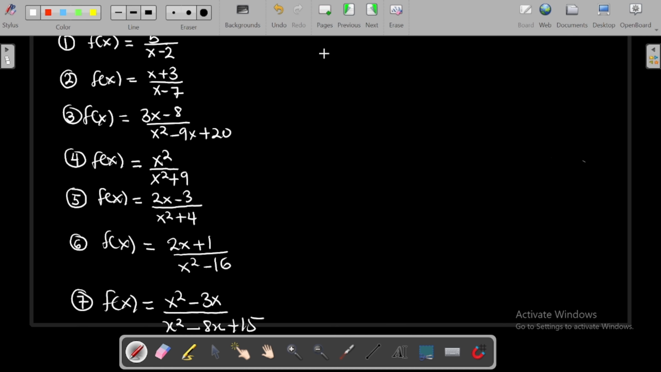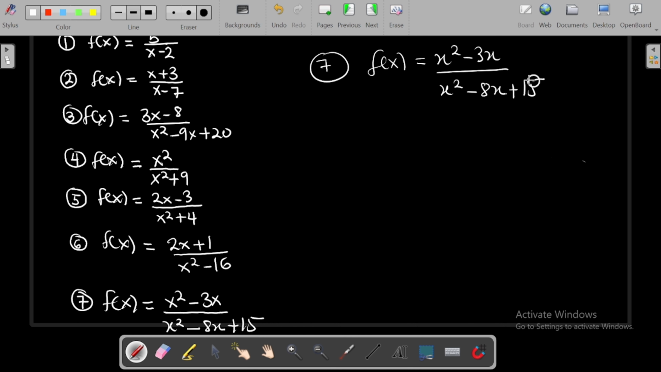So our next question is the seventh question. It's saying that we should find the domain of f of x is equal to x squared minus 3x all over x squared minus 8x plus 15. To find the domain, this is a rational function. This rational function has no square root, hence the condition of a negative number in a square root will not apply. But our second condition of the presence of a zero in the denominator will apply.